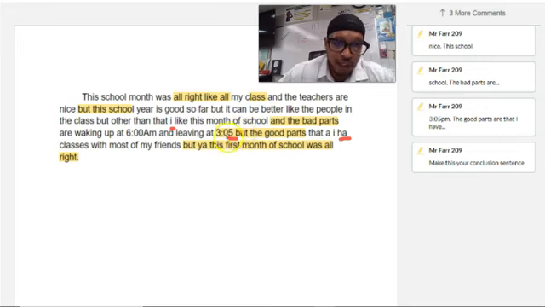Make sure to format the time correctly. This A should technically be lowercase, so 6 a.m. and then 3 p.m. Now, you could have capitalized it, but if you're going to capitalize, capitalize both. If you're going to lowercase, then lowercase both, with the a.m.